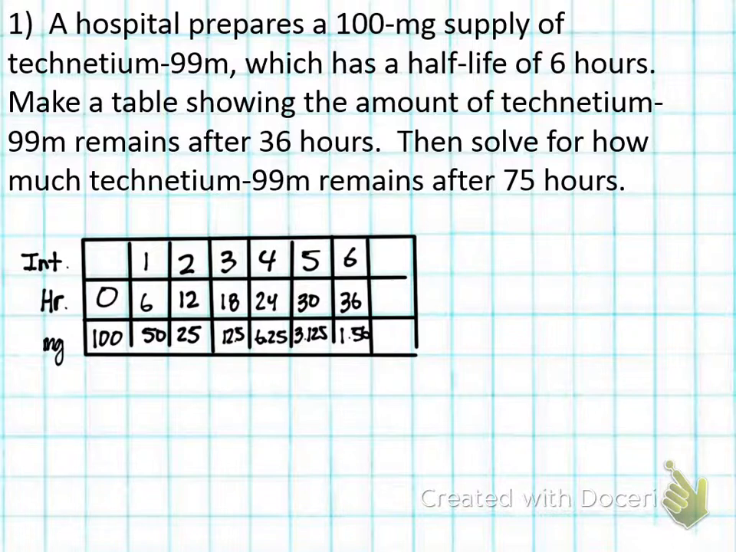Alright, so the question now we're asking ourselves is, how much technetium remains after 36 hours, okay? So, we know that, I'm sorry, make a table showing up to 36 hours. Then we're going to solve how much technetium remains after 75 hours, right? Does our table go up to 75? No. No, we could do that, but 75 is not a multiple of 6, right? You follow me right now? Okay, so now we have to make a graph.